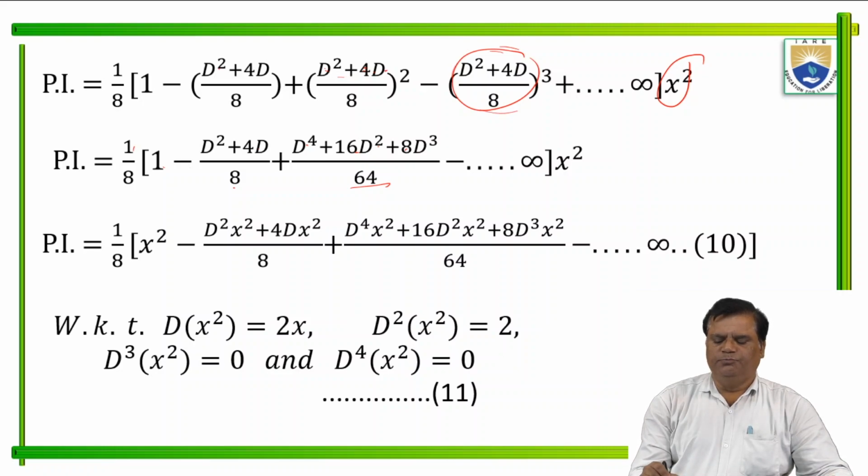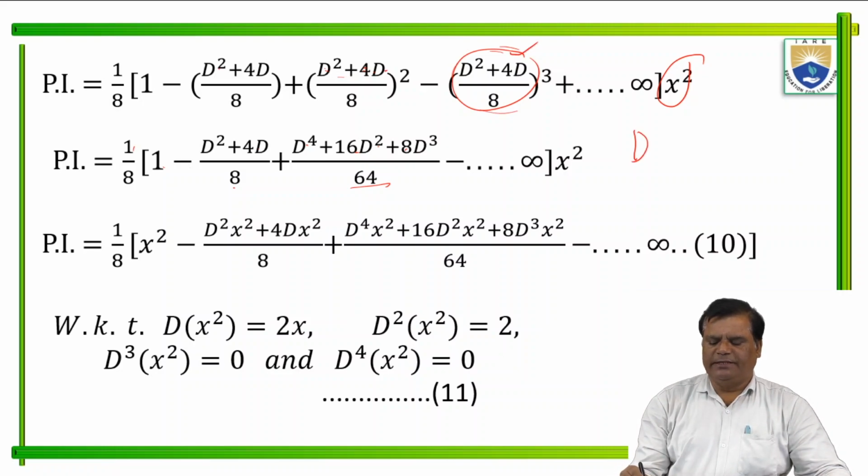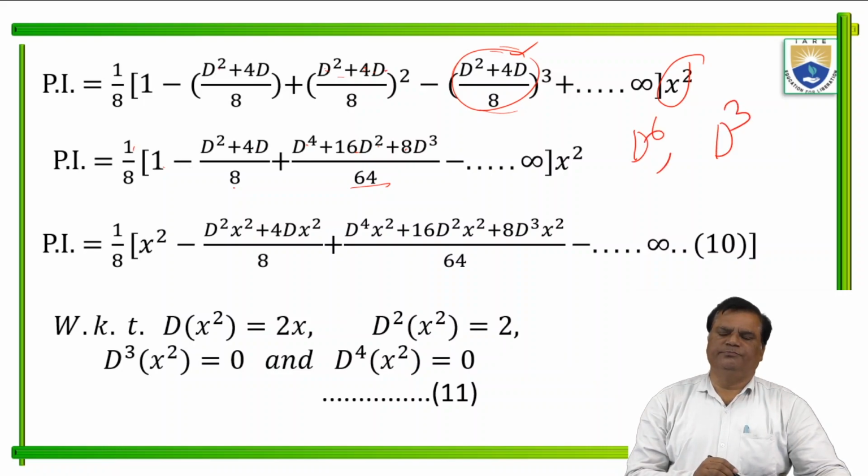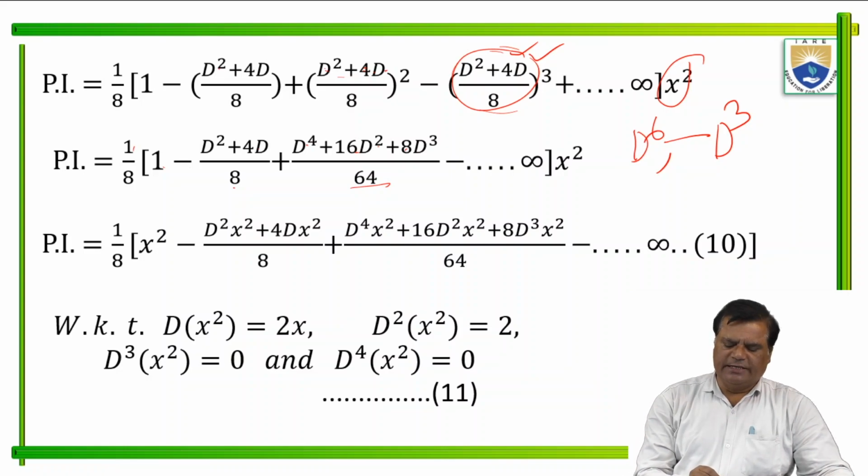Next here is D cube. The maximum power in the last term is D6 and the minimum power is D cube, so the total power is this to this. So we cannot write this term here. Next term is 1 upon 8, multiplied by x square. Taking x square inside the bracket, the function goes inside. So I am writing x square, 1 times x square, and D square x square, 4D x square by 8, plus D4 x square, 16D square x square, 8D cube x square. Other terms vanish, so I am not writing other terms, upon 64.